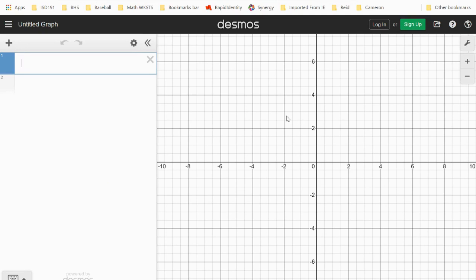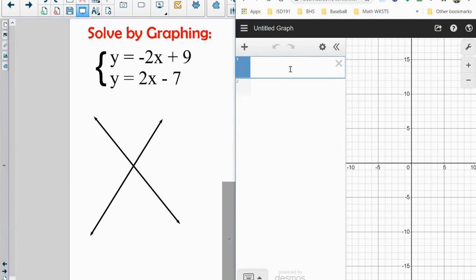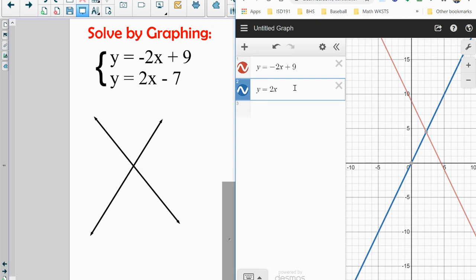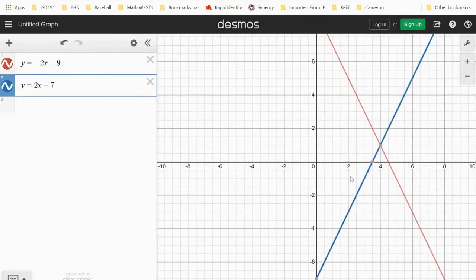All right, so here we have our graphing calculator. And what I need to do is type these equations into my equation editing area. Just type them exactly as you see them. y equals negative 2x plus 9. I see I have a red mark to the left of that, and I see I have my red line on the graph. And my second equation, y equals 2x minus 7, I see that I have a blue mark here, and I now see I have a blue line on my graph space.